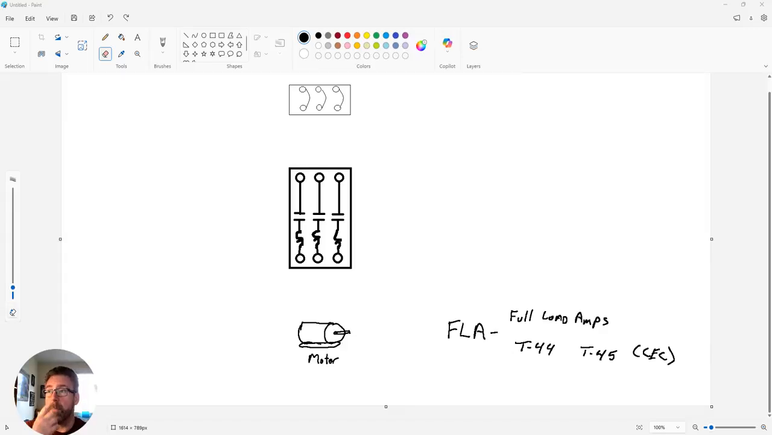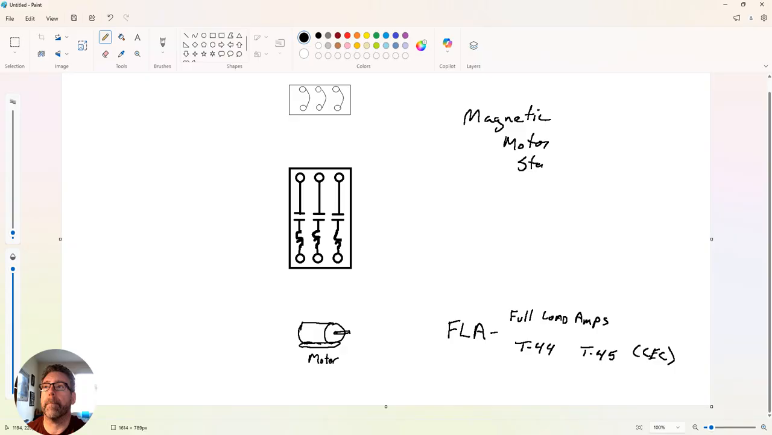Welcome. We're going to take a look at some things here, in particular our motor starters, the magnetic motor starters, most specifically. We're going to take a look at those in relation to the load.